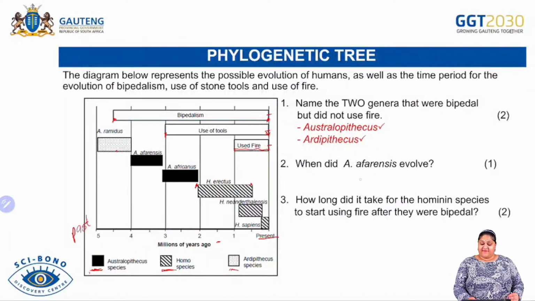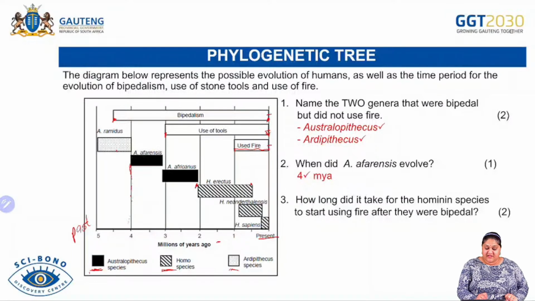When did A. afarensis evolve? So we go to A. afarensis over here. When did it evolve? We're going to draw a line over here, and draw a line to the bottom. And it is 4 million years ago.